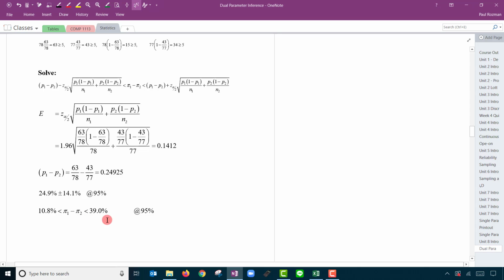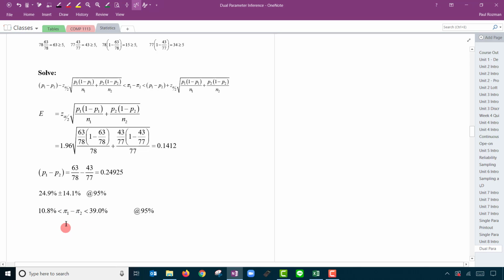And you come up with a nice little interval. The actual proportion, the difference between the two proportions, is somewhere between 10 and 39%. If somebody said that Guitar Hero 3 was 50% easier than Guitar Hero 2, you would reject that because 50% didn't fall in this range. But if somebody said, oh, I think Guitar Hero 3 is 30% easier, well, that falls in the interval, and you probably wouldn't disagree with them.